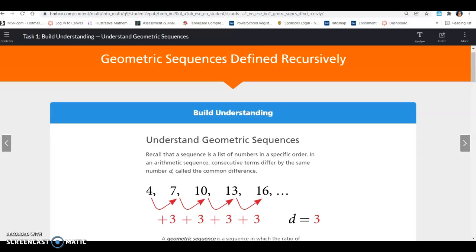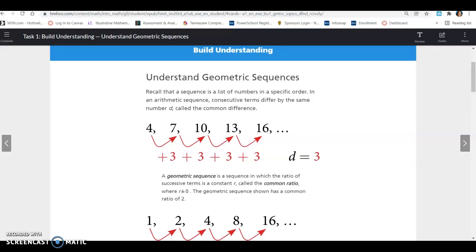Okay, today we're looking at lesson 14.1, geometric sequences defined recursively. We're going to start with task 1. All right, so it says understand a geometric sequence. Recall that a sequence is a list of numbers in a specific order. In an arithmetic sequence, consecutive terms differ by the same number d called the common difference.